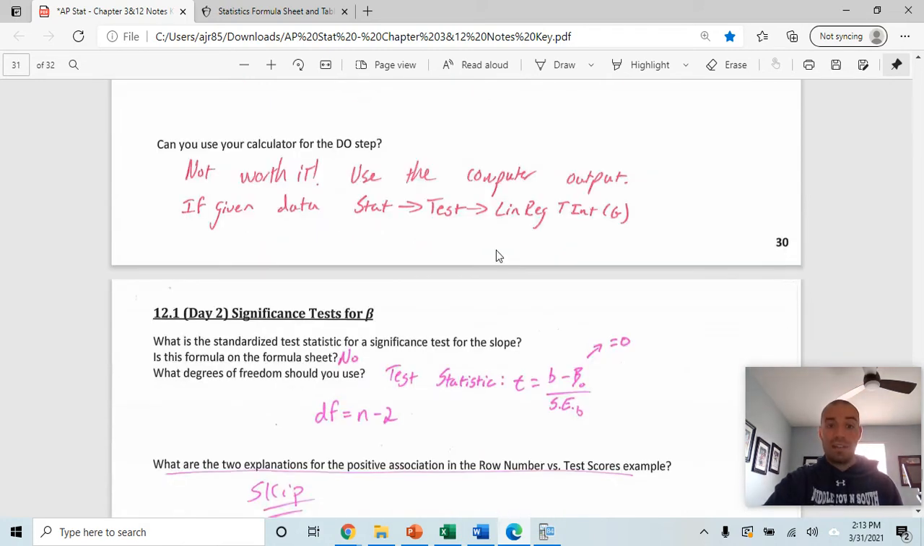Final thing is a significance test for slope. Again, this formula is not on the formula sheet. Your test statistic is a t test statistic that you'll be doing. To find it by hand, you would take your sample slope minus the population slope, which is assumed to be 0, like we talked about earlier, divided by the standard error. Once again, though, you'll be given a computer output almost always when you're dealing with this type of problem.